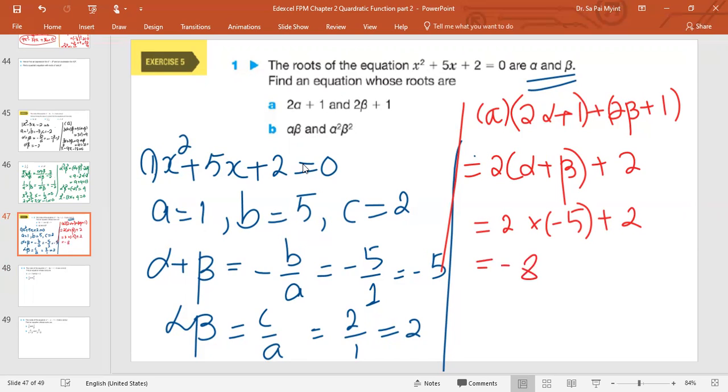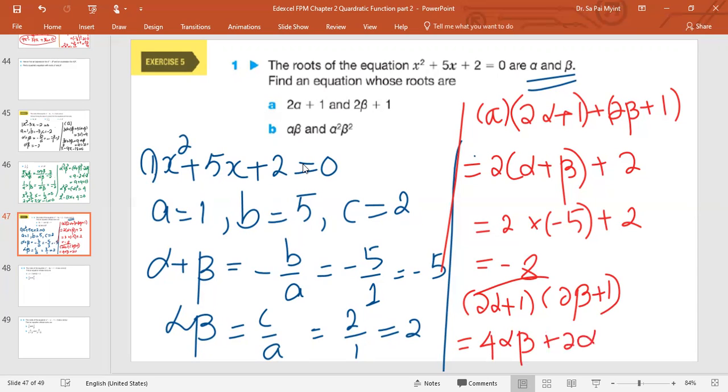And then multiply, the multiplication of the roots. 2 alpha plus 1 times 2 beta plus 1. Multiply. What do you get? 4 alpha beta plus 2 alpha, plus 2 beta, plus 1.